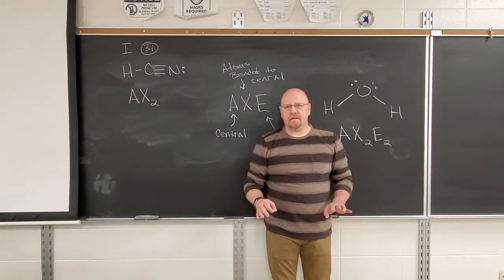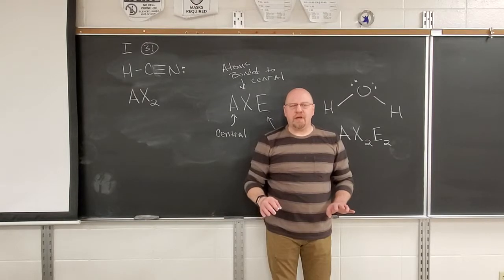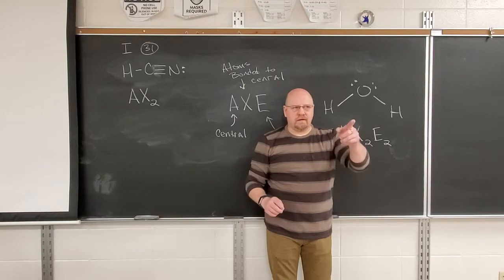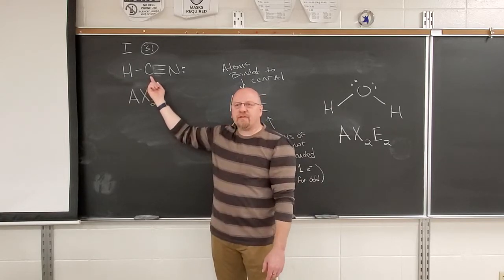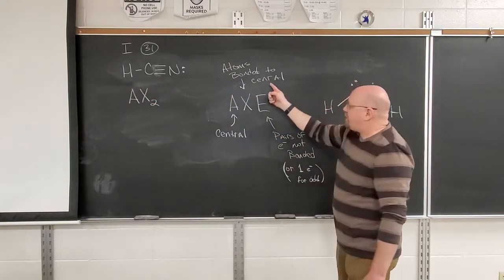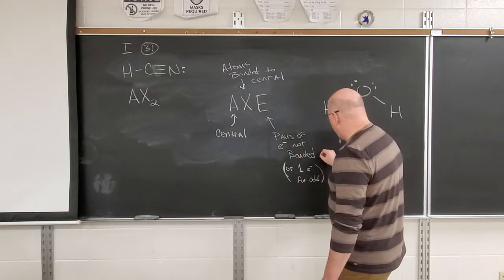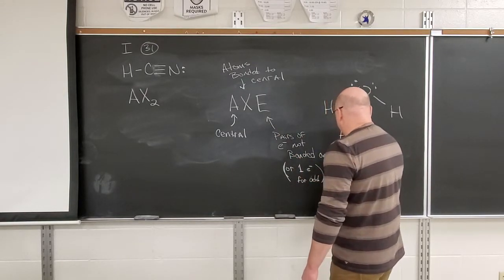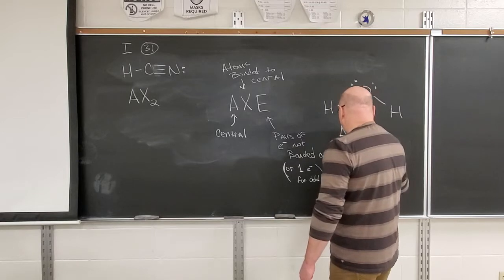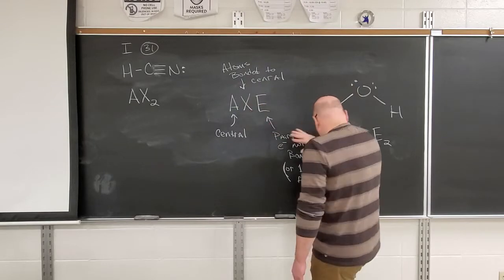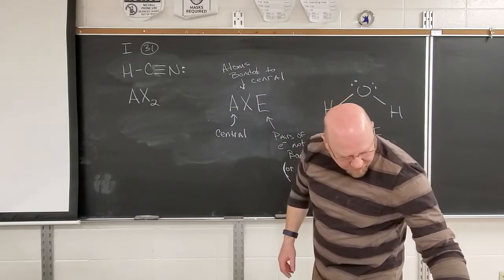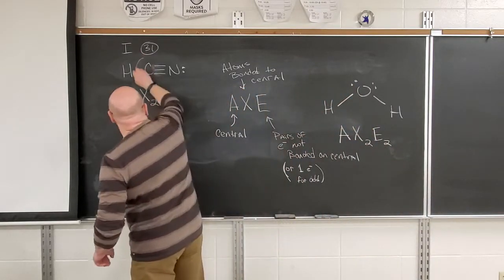Everybody okay with that? Why no E? Because there's no pairs of electrons on the central atom. And I should say this on central, just to make sure, I mean, it's in your notes, but I want to make sure you guys understand. All this VSEPR notation is focused on that central atom. So we're looking at that.